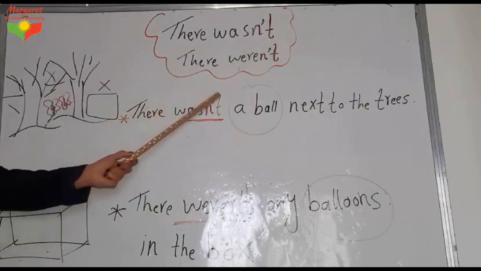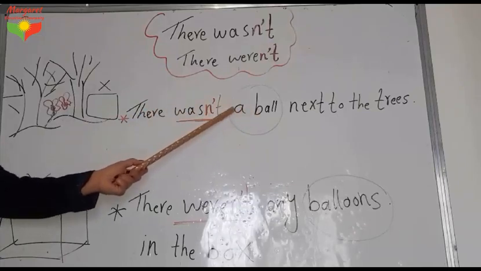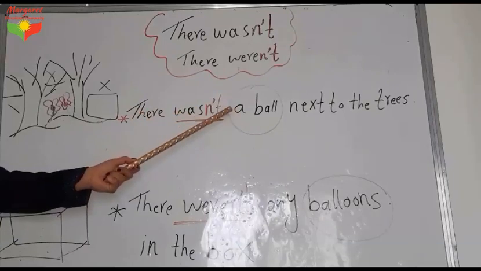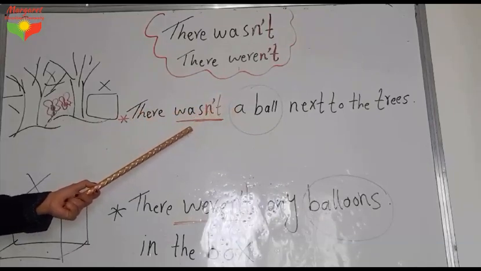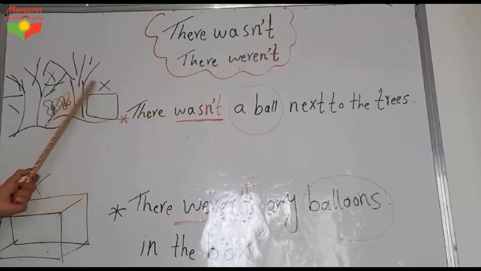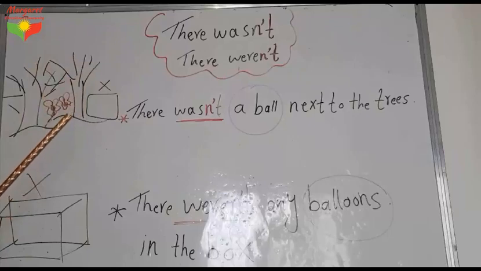So as I mentioned before, "wasn't" is with the singular noun. You see, we have a ball, it's a singular noun. So there wasn't a ball next to the tree. It means there wasn't any ball next to the tree. The ball didn't exist. If you look at the picture, there wasn't a ball next to the tree. Look at it.